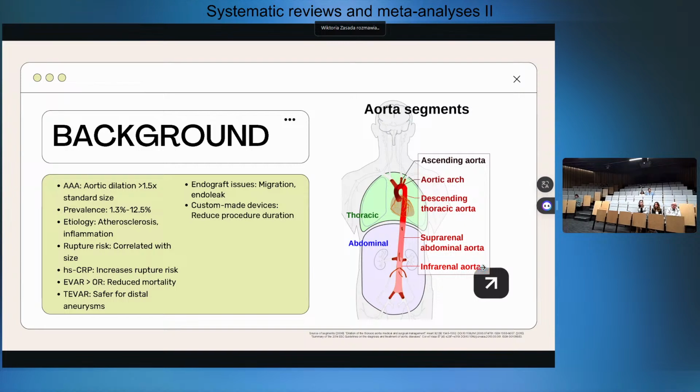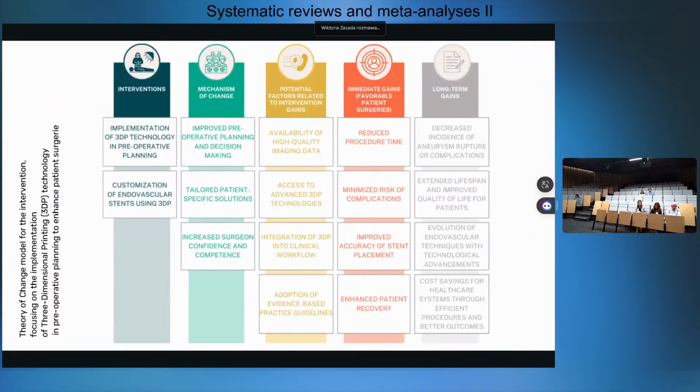We must consider the economic implications. EVAR proves cost-effective in high-risk patients, but may escalate costs in low-risk patients. Immediate gains include reduced procedure time and decreased complications, facilitated by improved pre-operative planning and customized endovascular stents. Long-term gains involve enhanced recovery, cost savings, and the evolution of endovascular techniques through the continued integration of 3D printing technology.